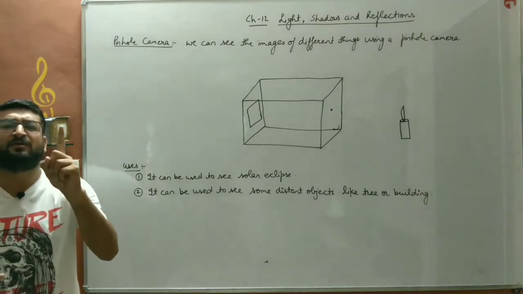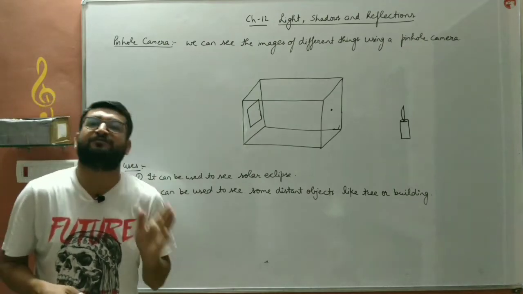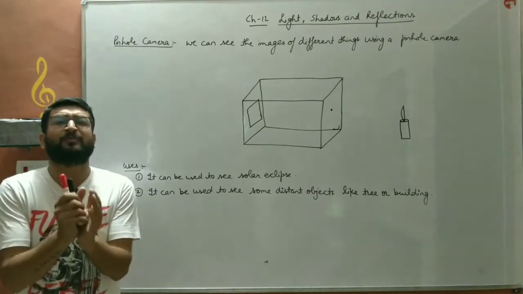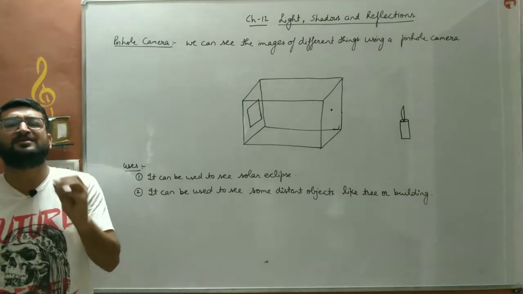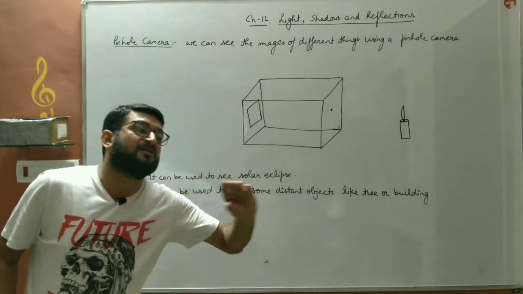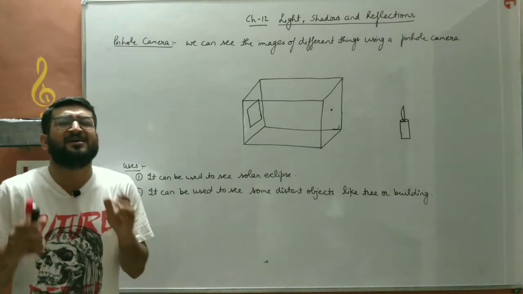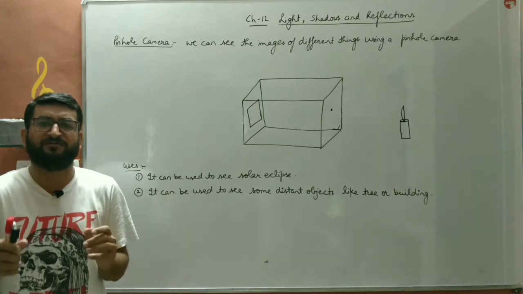Then we discussed one more property of light, that is rectilinear propagation of light. Rectilinear propagation of light means whenever light travels, it always travels along a straight line, along a straight path. That property of light is known as rectilinear propagation of light.